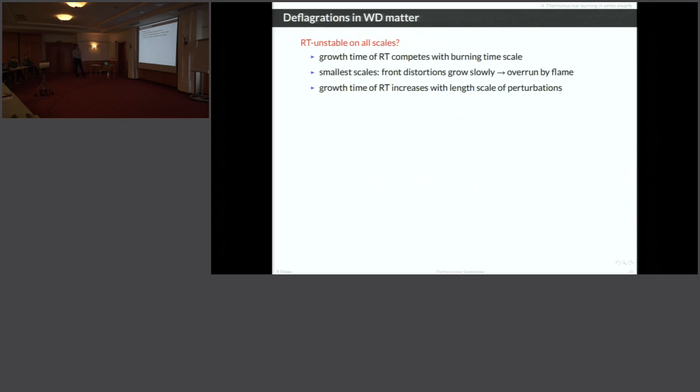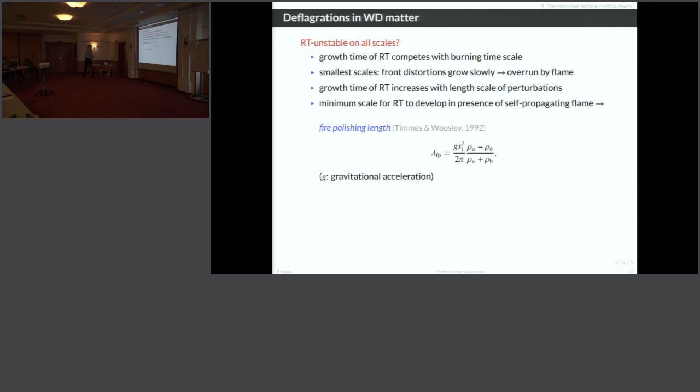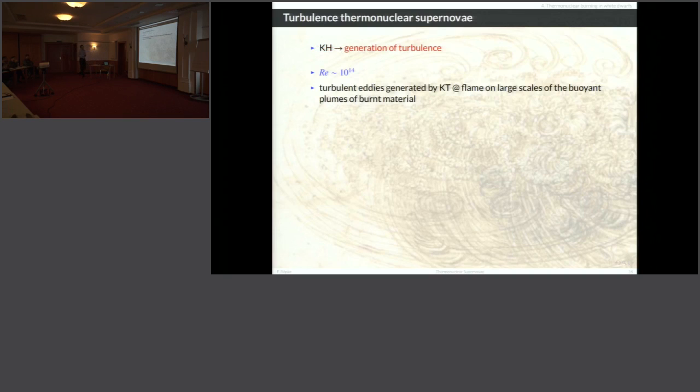The growth time of the Rayleigh-Taylor instability, however, decreases with the length of the perturbation. So this develops quicker if you go to larger scales. So therefore, there will be at some point a scale where the Rayleigh-Taylor instability wins over the flame propagation. This minimum scale for Rayleigh-Taylor to develop in the presence of a self-propagating flame is called the fire polishing length, and you can actually give an expression for that. So the Rayleigh-Taylor instability is only active above a certain length scale.